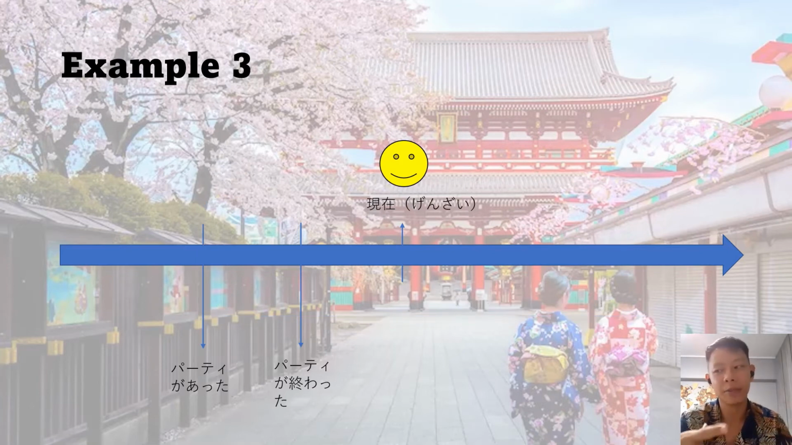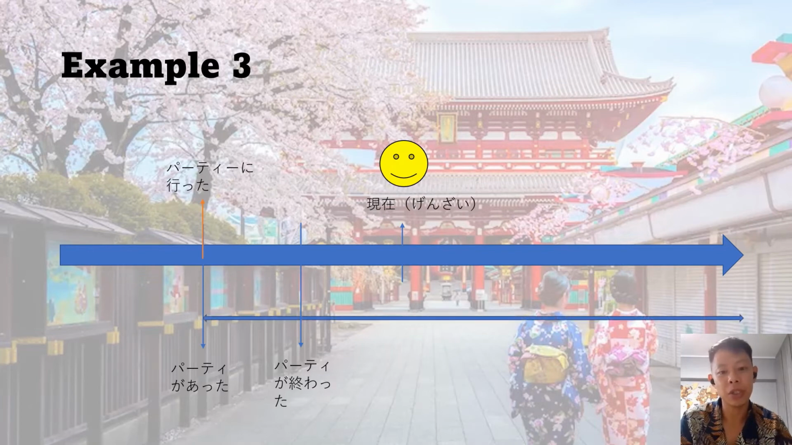Now that we have talked about the unique way of using the progressive present tense, let's say that you actually went to the party. When the party started, you would say パーティーがあった時に僕がパーティーに行った. I went to the party. We're only talking about this point right here. So now that you have gone to the party, could you say that you're in the state of going to the party? Could you say that パーティーに行っている? The answer is no, because the party has ended. So technically, you're not at the party anymore, because that would be crazy. That means you're actually still at the party.